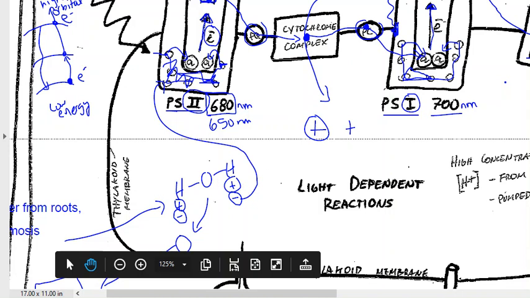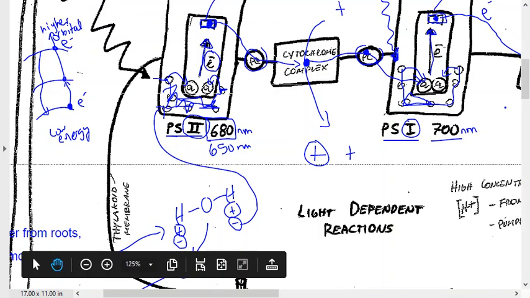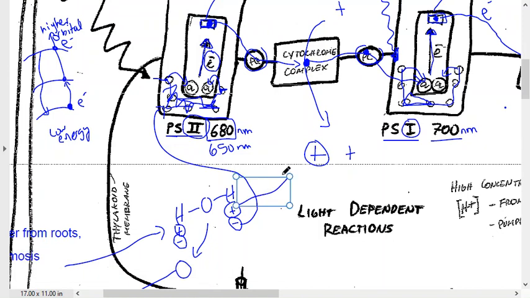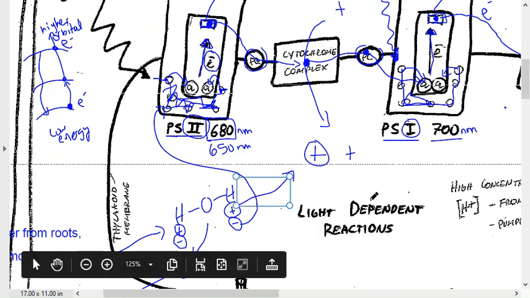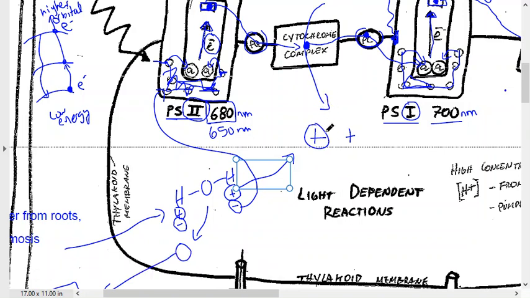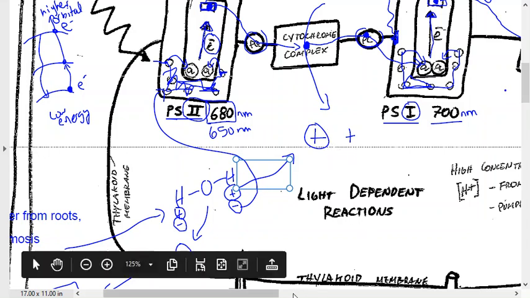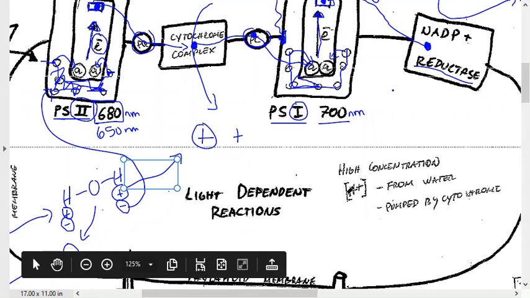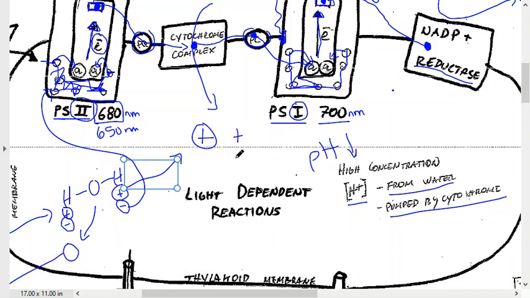The protons stay where they are. The protons chill. They hang out here in the thylakoid space along with the protons that were pumped from the cytochrome complex. So basically what you have here is a high concentration of protons. Some are coming from the water that's getting split, and some are coming from the cytochrome complex, but the pH is actually going to start to decrease because we're pumping in protons here.